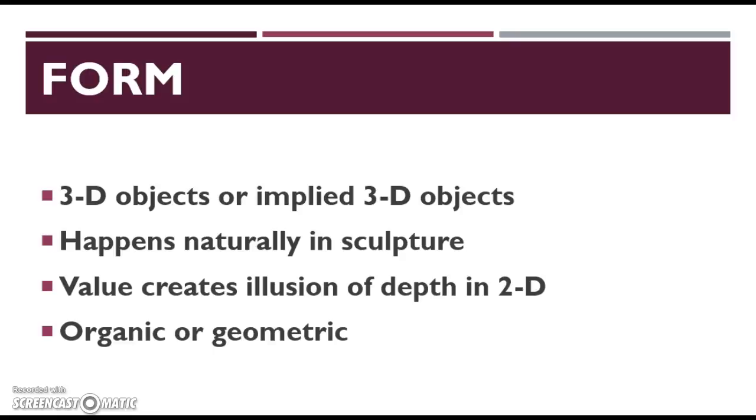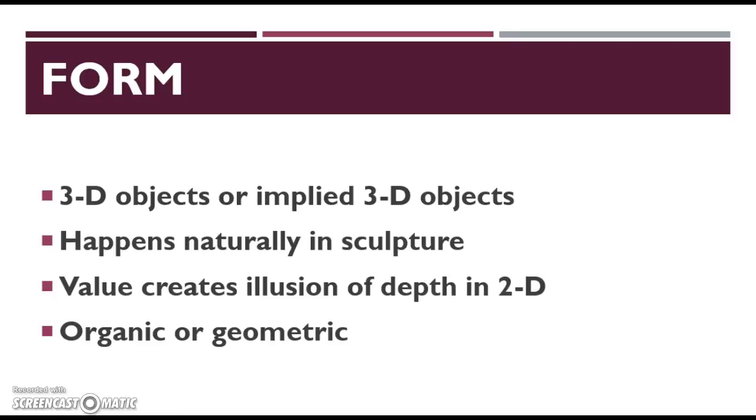So the next element is form. And form is really similar to shape, but rather than a 2D area, it's 3D objects or implied 3D objects. And this happens naturally when you're working with sculpture because you're working with 3D things, so they have a form already.